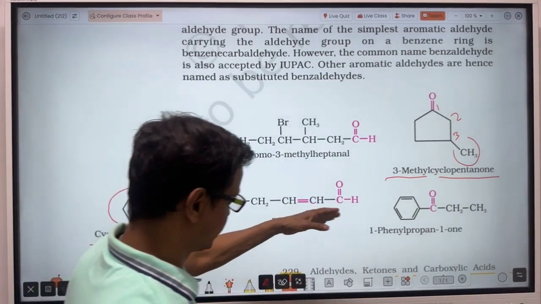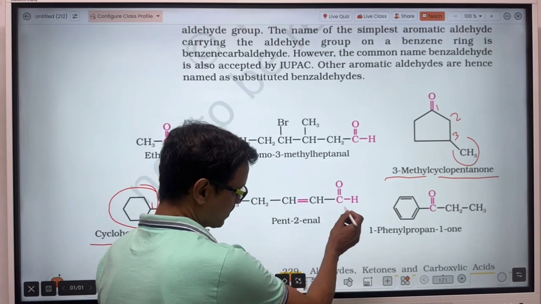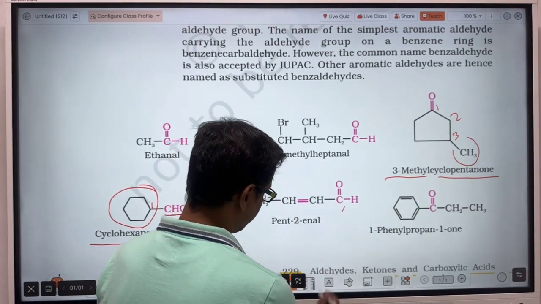Now let's look at this molecule. Here this is the functional group, so that will get the first position, and then after that.